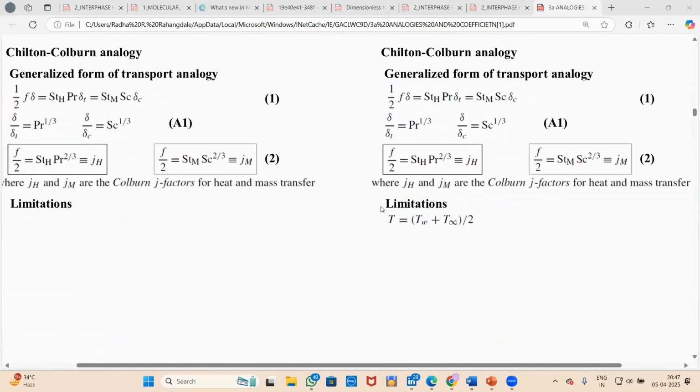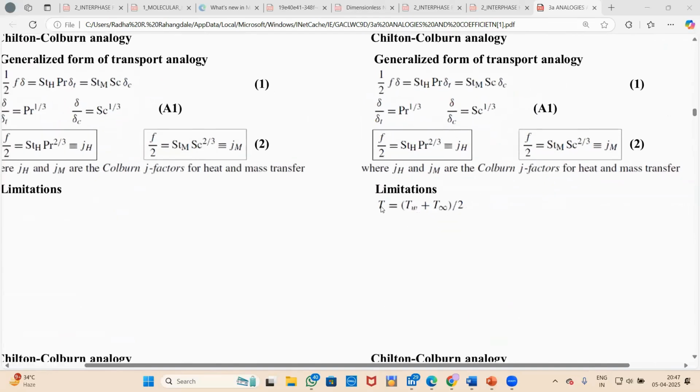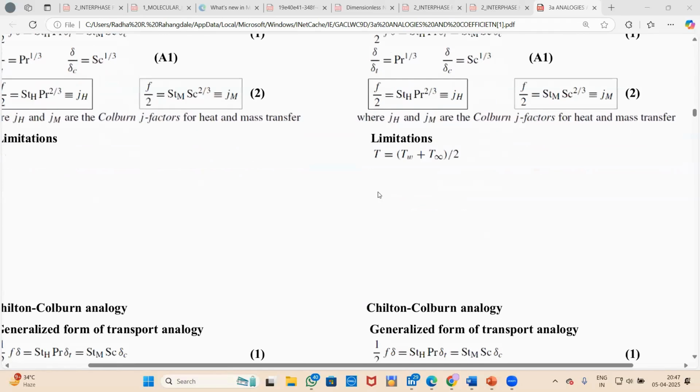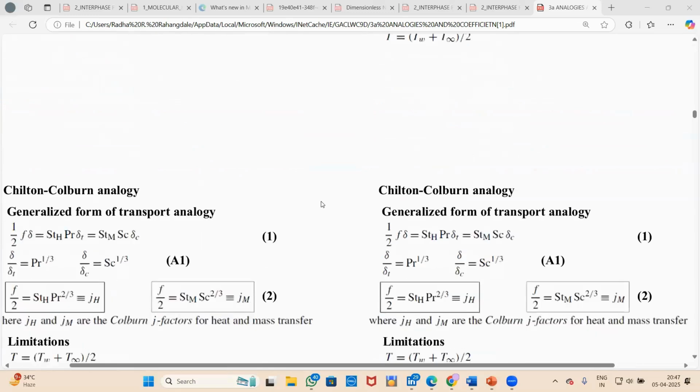Further, moving on, what are the limitations? Like we have seen some limitations in Reynolds number, similarly in Chilton-Colburn also there are some limitations. The temperature we are using is the average temperature, equal to (TW + T infinity)/2. Here T infinity is your bulk temperature and TW is the temperature at your interface.